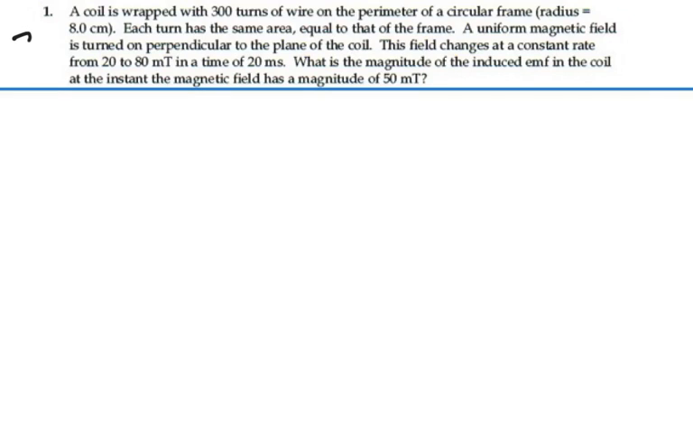Here's problem 31-1. A coil is wrapped with 300 turns of wire on the perimeter of a circular frame, radius of 8 centimeters. Each turn has the same area equal to that of the frame. A uniform magnetic field is turned on perpendicular to the plane of the coil. This field changes at a constant rate from 20 to 80 millitesla in a time of 20 milliseconds.